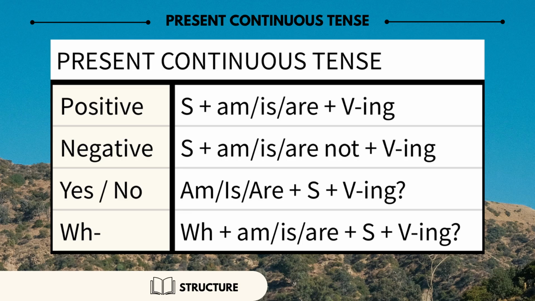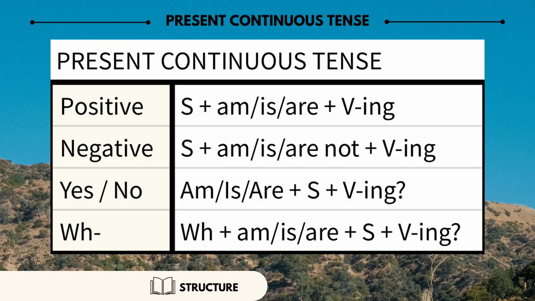4. WH questions. Finally, let's talk about WH questions. These are questions like what, where, when, why, who, and how. We still use the same present continuous structure, but we add the question word at the beginning. For example, what are you doing? We are asking about the action happening right now.